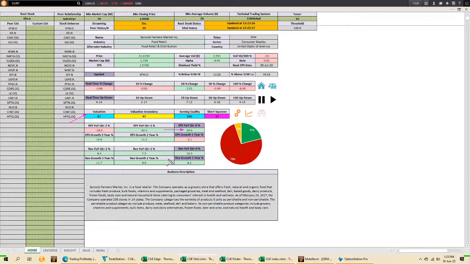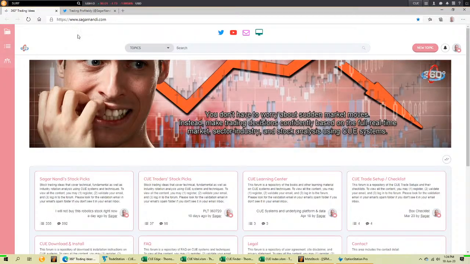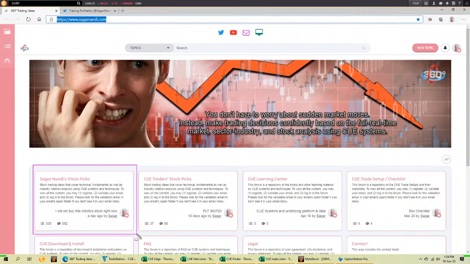If so, I might not like to short the stock. It is a strong fundamental stock. Could you short a stock that is fundamentally strong? Yes, you could. I talked about all these forces that I try to align, and if you follow me on my traders forum, that is sagarnandi.com, I regularly share trading ideas and also I share about trading techniques under this category, Sagarnandi stock picks, and other Q traders share ideas under Q trader stock picks.